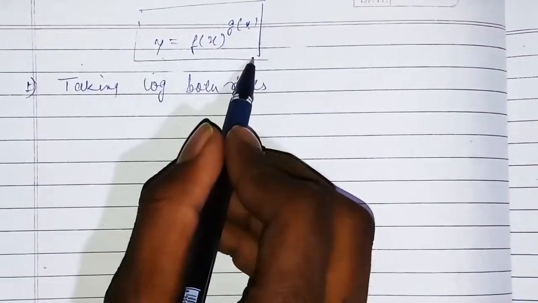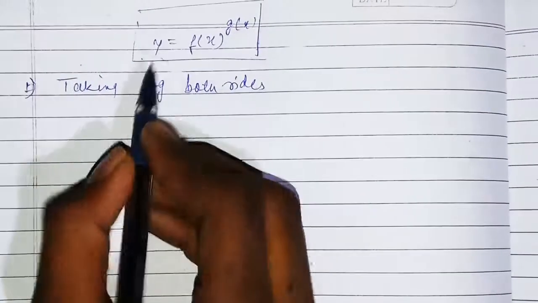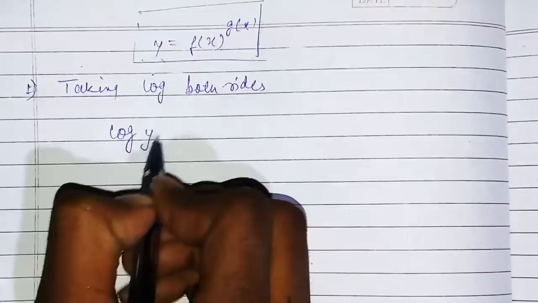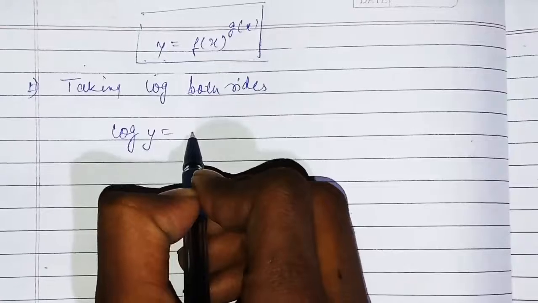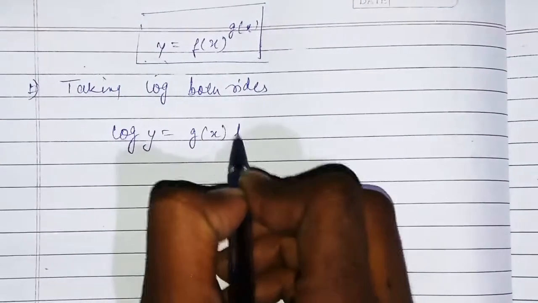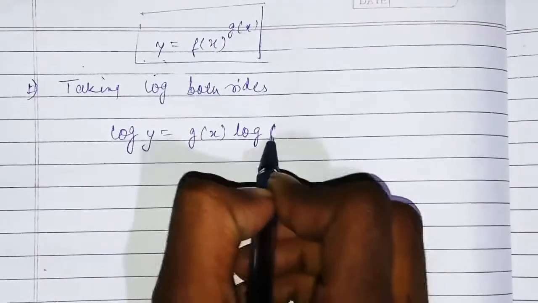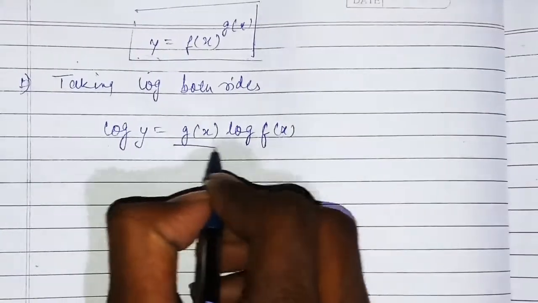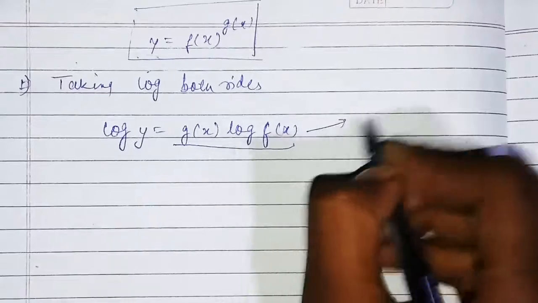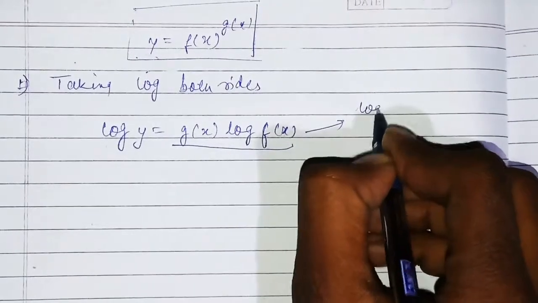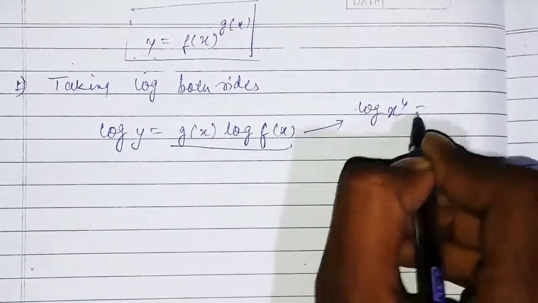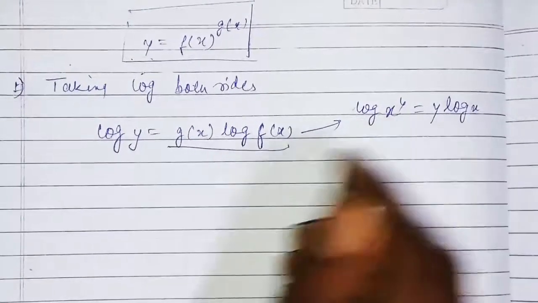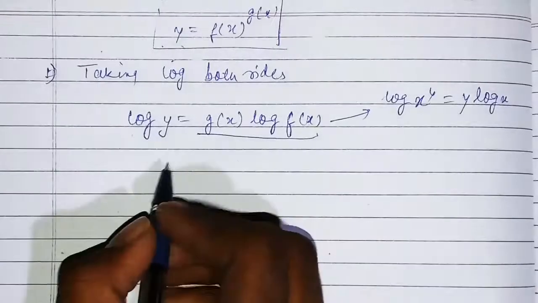Now, in this form, you have to take log on both sides, which means that log y is equal to g of x log of f of x. And this is the form which we get by the property of log, where log x to the power y is equal to y log x.